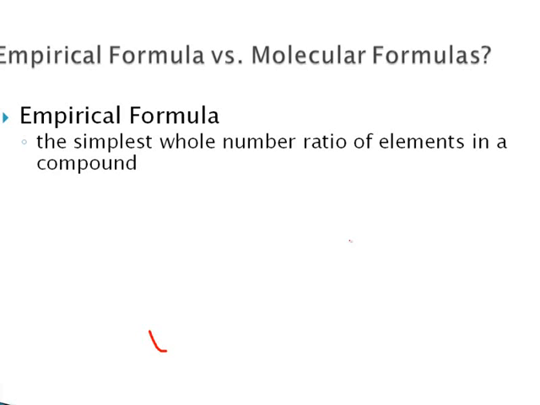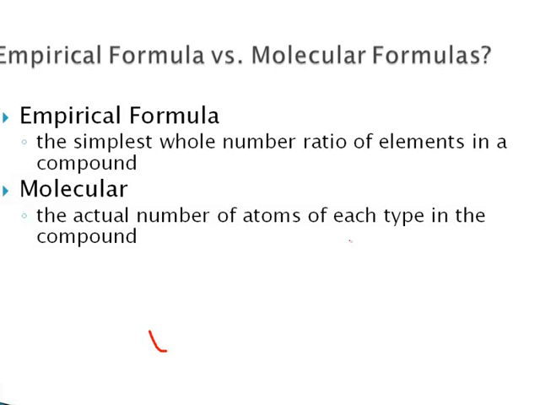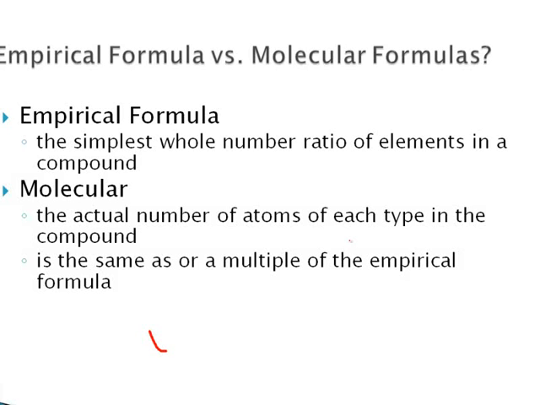So what does that mean? Well, a molecular formula tells me the actual number of atoms of each type in a compound. It is the same or a multiple of the empirical formula. So it might be the same, it might be different. Here's an example. Benzene. Benzene is an industrial cleaner.